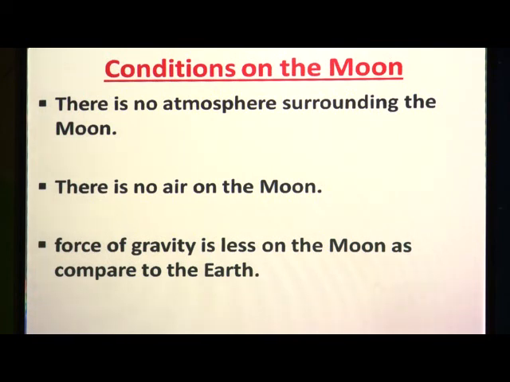On the earth, the atmosphere absorbs a part of the sunlight, so it does not become very hot during the day. That means the atmosphere on the earth is suitable for living beings. Why? Because it is not too hot or too cold during the night or the day, but on the moon it is exactly opposite.